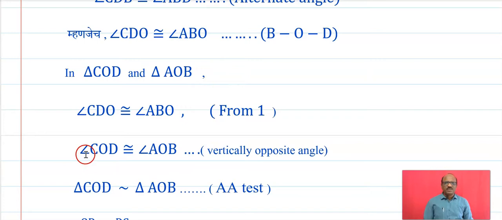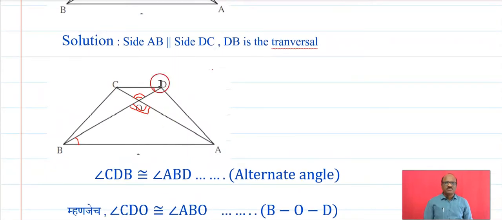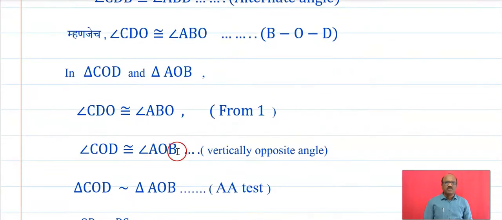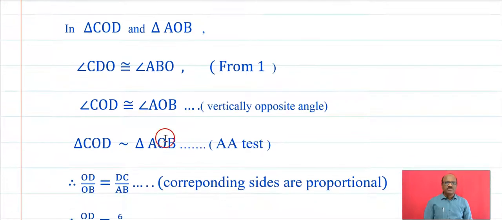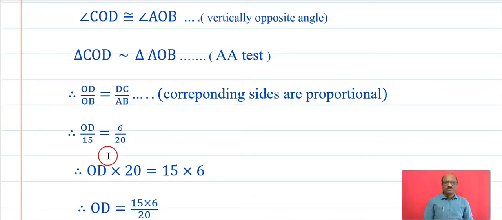Again, the measure of angle COD is congruent to the measure of angle AOB, that is the vertically opposite angles, and therefore triangle COD is similar to triangle AOB by the angle test. Therefore OD upon OB is equal to DC upon AB, as the corresponding sides are in proportion. And now we will substitute the values.